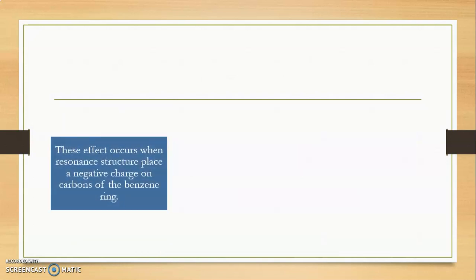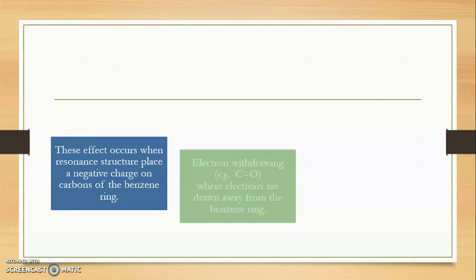Further, these effects occur when resonating structure place a negative charge on the carbon atoms of the benzene ring. So when electron donating resonance effect is observed, these types of the groups place a negative charge on the benzene ring, and due to which what happens, as negative charge is placed on the benzene ring, the net negative charge that is present on the benzene ring, it increases, and that's why whatever the electrophilic substitution reactions are there, they are occurring at more speed when electron donating resonating groups are present on the benzene ring.